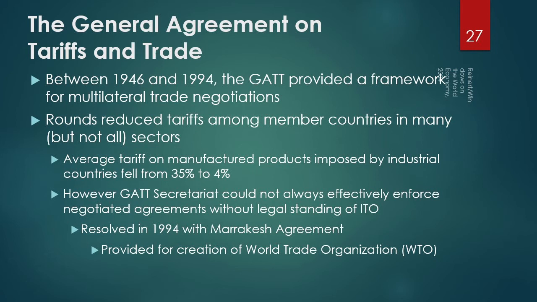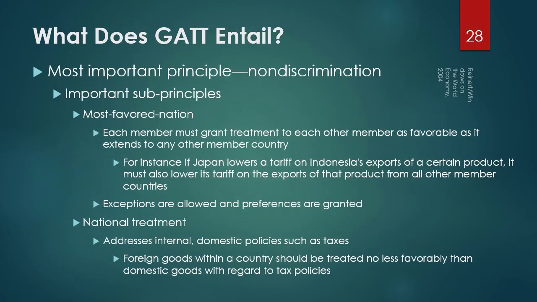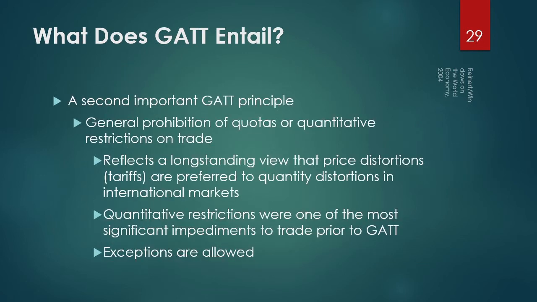What does GATT entail? Well, really, again, the most important principle is non-discrimination. And there are important sub-principles under non-discrimination. First being the most favored nation. Each member must grant treatment to each other member as favorable as it extends to any other member country. For instance, if Japan lowers a tariff on Indonesia's exports of a certain product, it must also lower its tariff on the exports of that product from all other member countries. That being said, exceptions are allowed and preferences are granted. And that has to do with safety, and we'll talk about that guiding principle again.